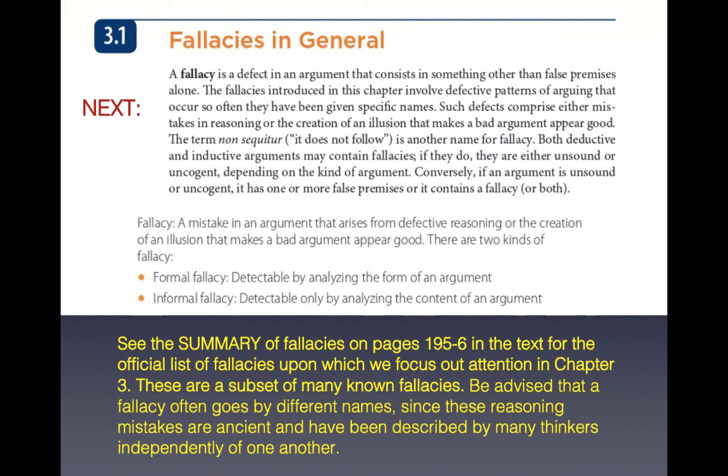Next up, we're going to talk about fallacies, where fallacies are defects in arguments or named common errors in reasoning. There are formal and informal fallacies. I'll open that module soon, and we'll start talking about fallacies. You do want to see the summary of fallacies on pages 195 to 196 in the text for the official list of those I will focus on in this course. These are a subset of many known fallacies.